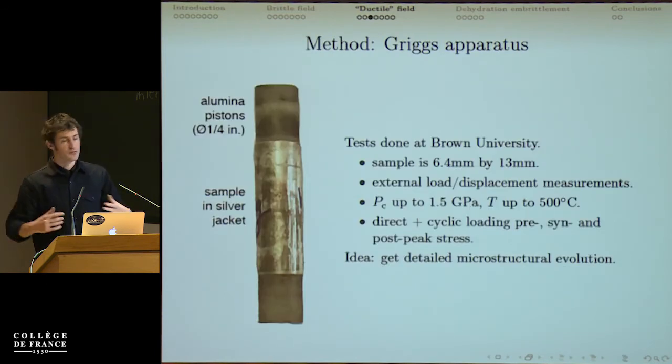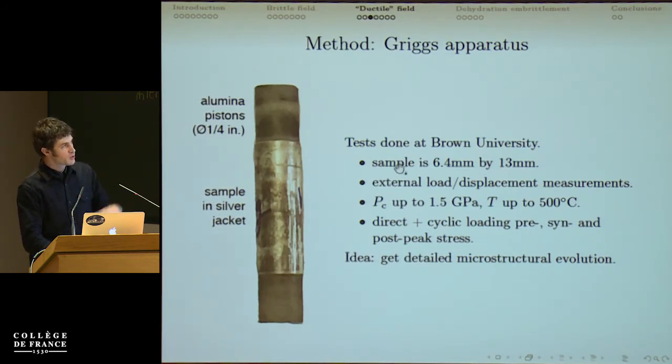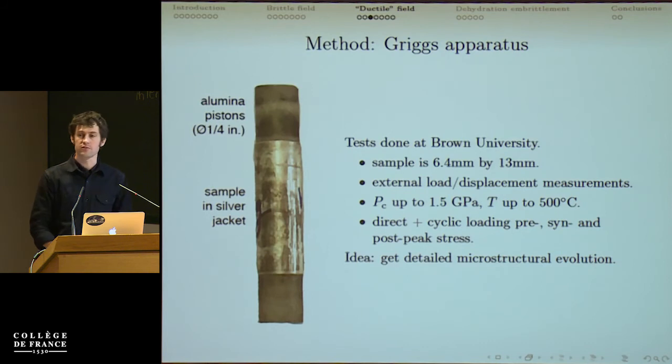So we repeated a few of these experiments at Brown University in the Griggs apparatus. This is a picture of an equipped Griggs sample. We have alumina pistons, a quarter of an inch in diameter, and the sample in a silver jacket. We take much smaller samples because again, we need high pressure. We have only external load displacement measurements, but we can go to 1.5 GPa and temperatures to 500 C. So again, we are much closer to the real conditions of subduction zones.